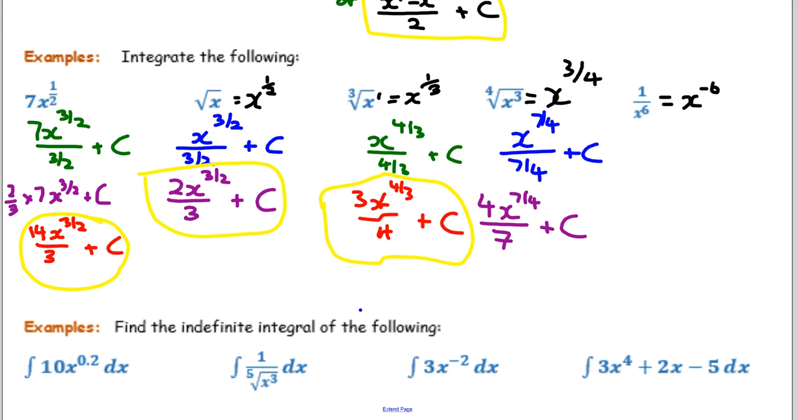So again, you could have shown a middle step if you wanted to, where you have 4/7 times x to the 7 over 4.